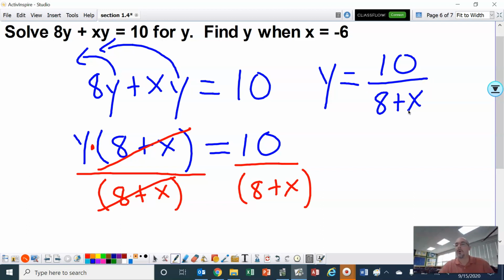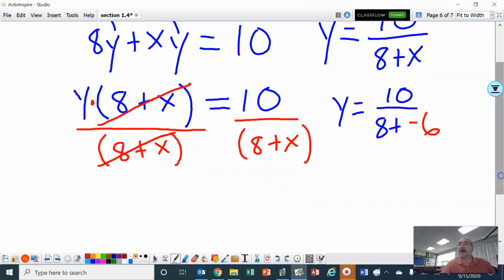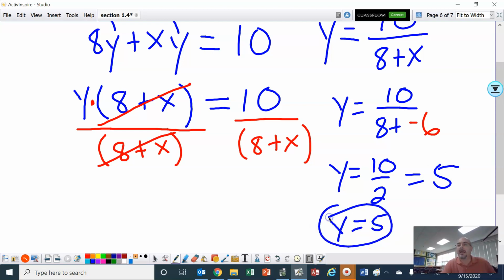All right, let's wrap this up. Well, what is the y value when x is negative 6? So I'm going to go ahead and replace that x with negative 6. And now I have, remember, order of operations, you have to do what's in the denominator first. Okay, 8 plus negative 6 is 2, and 10 divided by 2 is 5. There is our answer, ladies and gentlemen. Y would equal 5. And if you were to write this as an ordered pair, again, the x value is negative 6, and the y value ended up being 5.